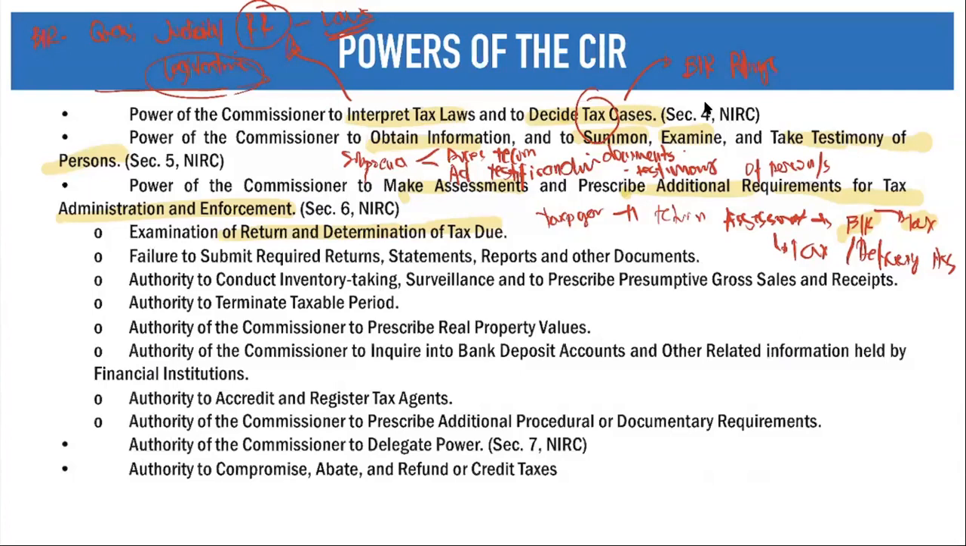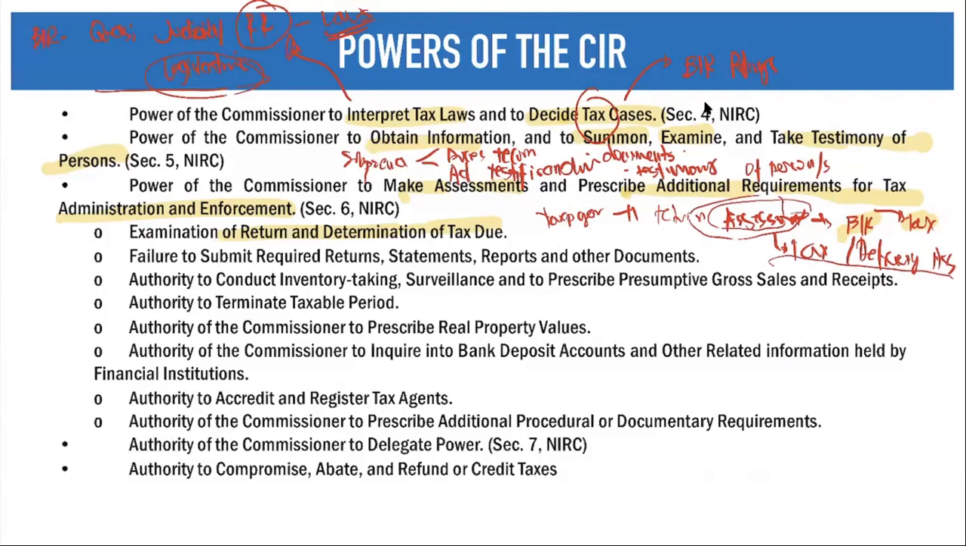Later on, the preliminary assessment notice can be subject to an appeal by the taxpayer until such time it becomes a final assessment notice. So that's how the CIR enforces the assessment and collection of taxes. They can examine the return and also determine the proper tax due. Through what function? Through an assessment called your tax or deficiency assessment.